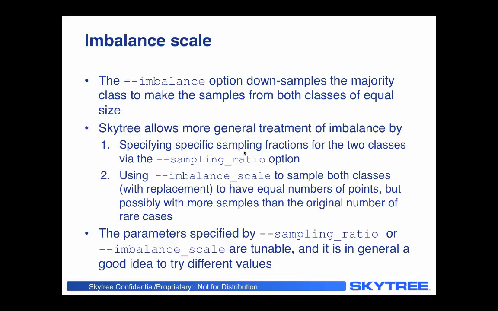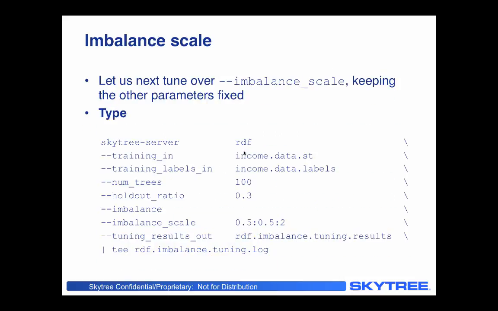With imbalanced datasets, you can first perhaps try the simple imbalance option and see if that gives enough improvement in accuracy. And if you would like finer tuning, perhaps you can go over the imbalance scale option. And for even more detailed tuning, you can try the sampling ratio options. So let's next look at an example for tuning over the imbalance scale.